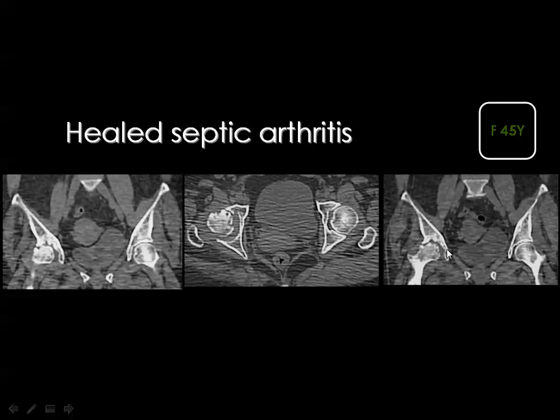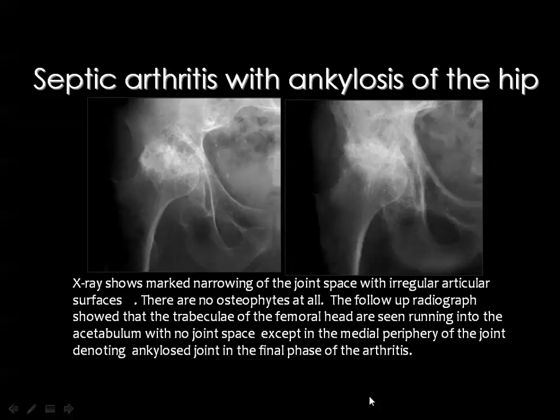After healing, you get a narrowing of the joint space, bone sclerosis of the articular surfaces, marked irregularity, and it may end by bony ankylosis. As you can see here, this is an inflamed hip. A follow-up radiograph showed that there is total bony ankylosis with loss of the hip joint space.